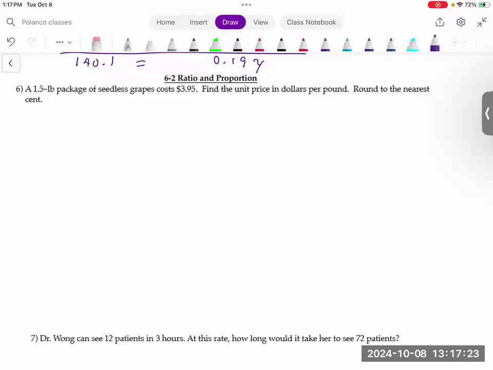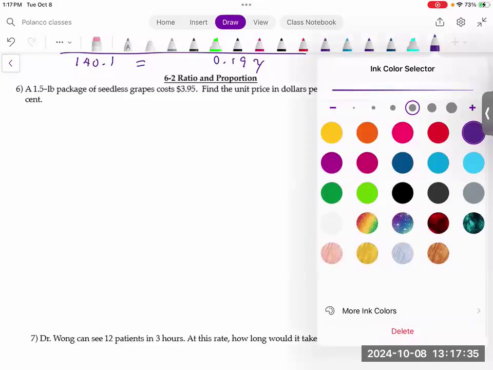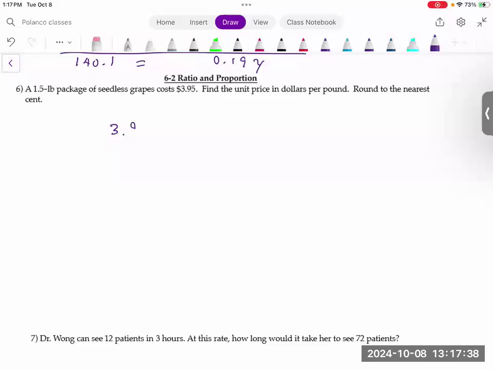Okay, for number 6, I don't want to make it complicated here. So you have 1.5 pound of seedless grape costs 3.95. What you are supposed to do? You can cross multiply, or you can right away do 3.95 divided by 1.5, right? Does that make sense? To get how many units? And that's you plug it in the calculator. What's the answer?